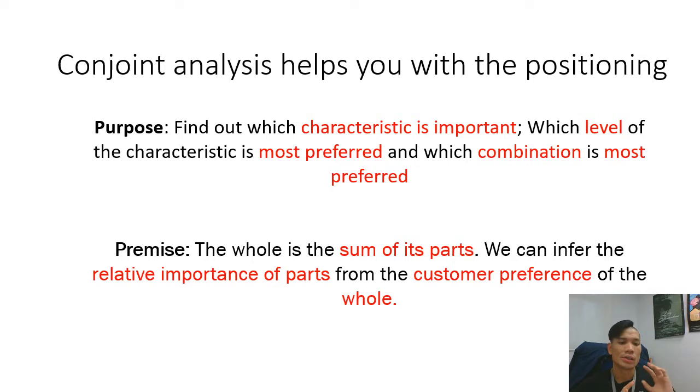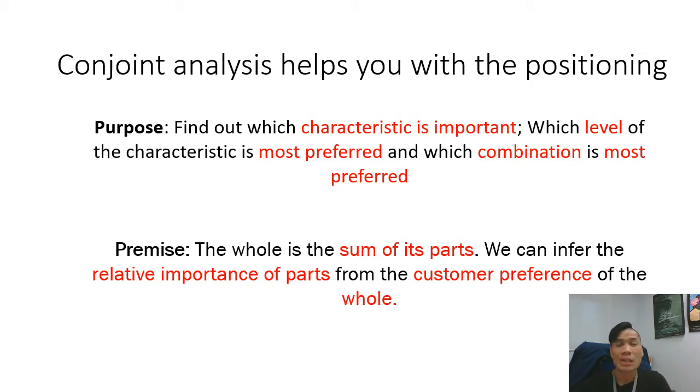Because every single attribute and every single level of the attribute is just one part of the product or service that you're offering. So what you're trying to do is infer the relative importance of the parts and put them together as a combination of attributes, so that the customer can tell you which combination they prefer as a whole, and that will give you a clear indication of what to package in.